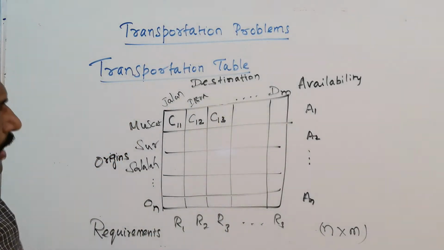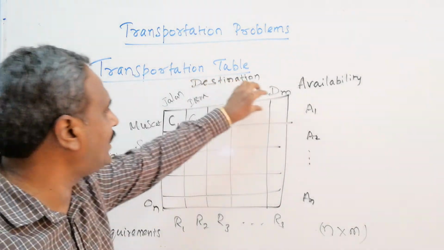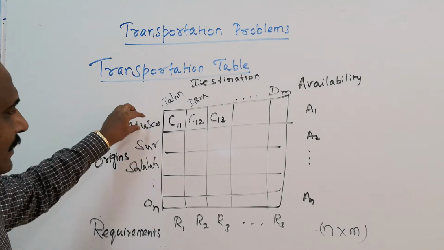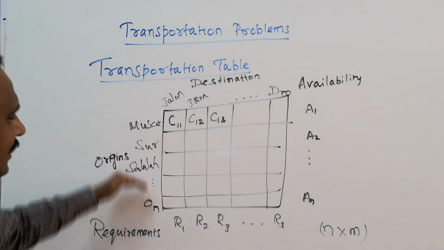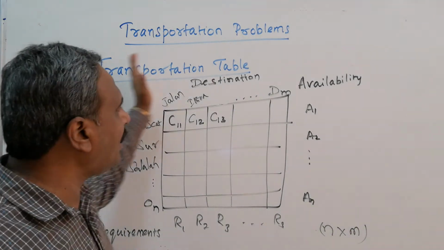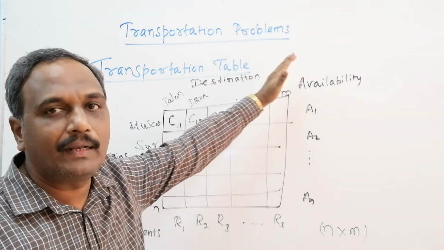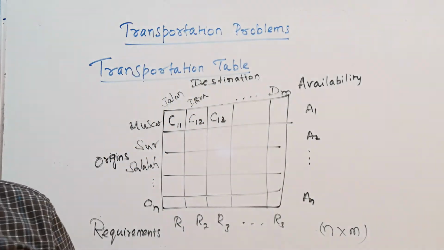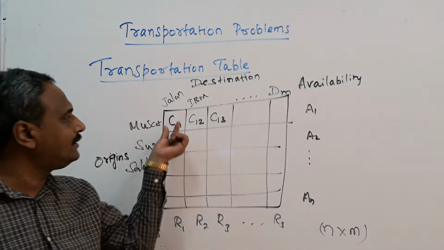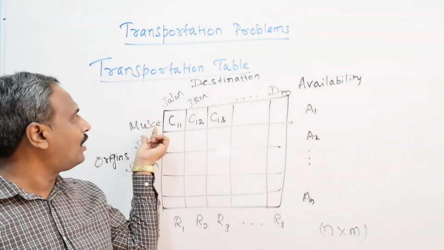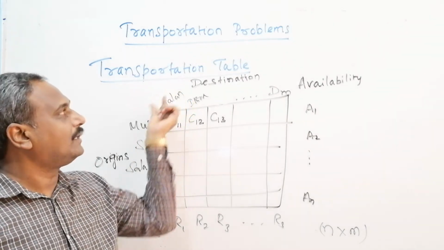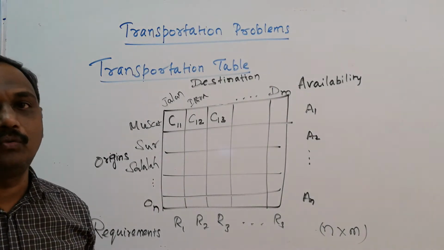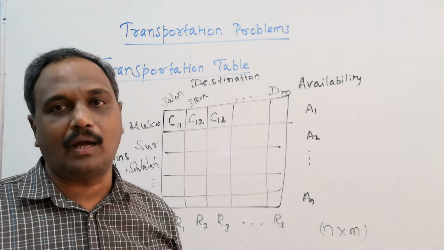So where the requirements are, where the shops are available, here we define where we are producing the items or where the items are available. This will be written as the origin, and where the requirement is, which is called the destination, will be written on the top. This is called the transportation table, in which we define the cost of transport from one point to the other destination. Using this, we define the transportation problem: how to transport the items with the minimum cost.